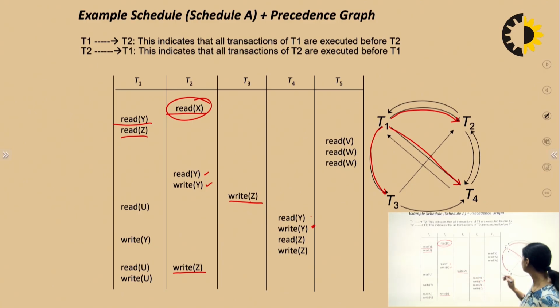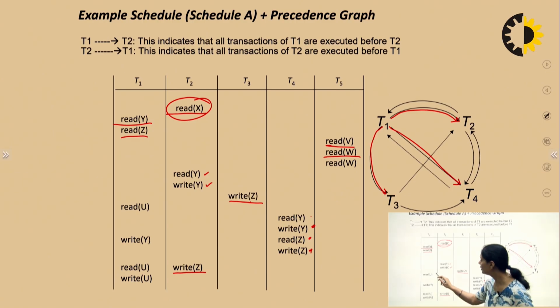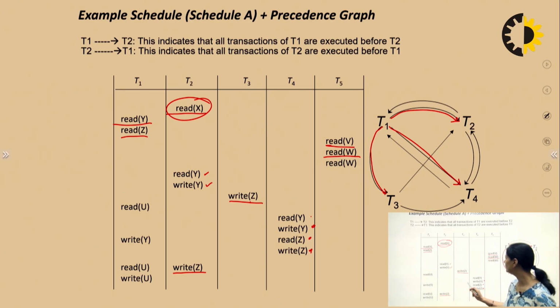T1 to T3, we have write Z. So we'll have an edge from T1 to T3. Read Z will not conflict with read Z over here, but read Z will conflict with write Z over here. We already have an edge from T1 to T4 and hence no other edge will be formed. For T5, there is no operation on Z, so nothing would be done. Coming to read V as a next step, no operation on T1, T2, T3 or T4, so it is safe. Checking for W, no operation on T1, T2, T3 and T4. Similarly, there is no operation with T5.